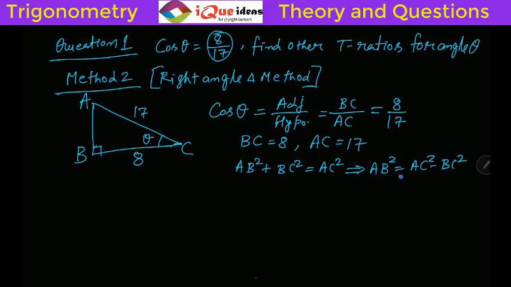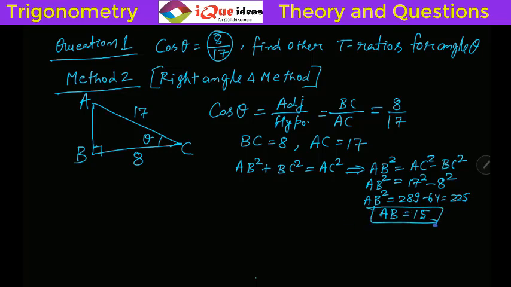We have taken the value of AC as 17, so 17 square, and BC as 8, so 8 square. 17 square is 289, right? So AB square is equal to 289 minus 64, which is equal to 225, which is 15 square. So we get AB equal to 15. So if I put AB equal to 15 here, now we have the values of all three sides.